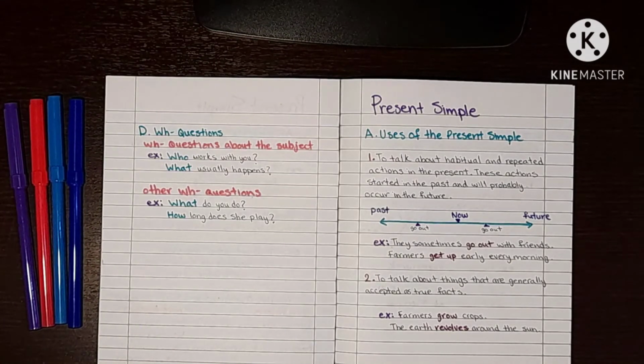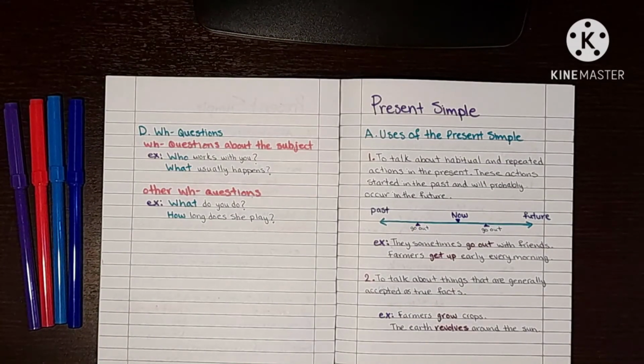So WH questions about the subject, for example, who works with you? So here the answer has to be a noun or a name or someone, because I'm saying who works with you. So you're gonna tell me Jane works with me, Alice works with me, Ahmed works with me. And the next question too, what usually happens? What usually happens? You're gonna explain what usually happens. So we're talking about a subject.